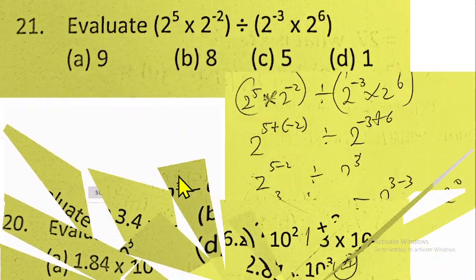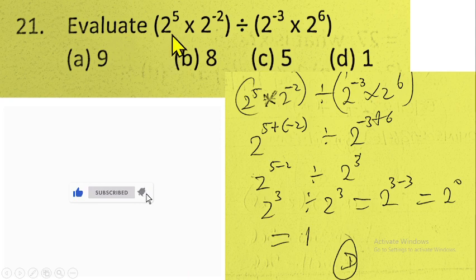Question number 21 now is what you're about to solve. You have to evaluate 2 raised to the power 5 times 2 raised to the power minus 2, divided by 2 raised to the power minus 3 times 2 raised to the power 6. You can simplify each of the brackets first. You can apply the law of indices to this bracket because they have the same base and you're having times here. So you pick one of the bases, then add the powers together. That will give us 2 raised to the power 5 plus minus 2, divided by, also applying the law of indices here, 2 raised to the power minus 3 plus 6.